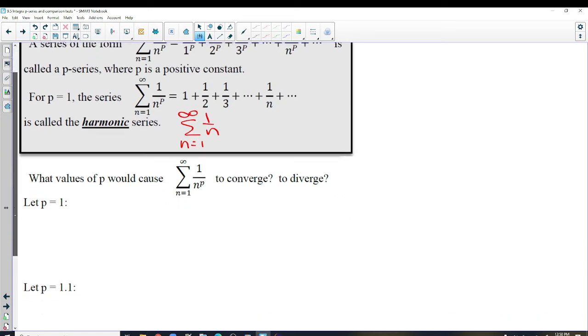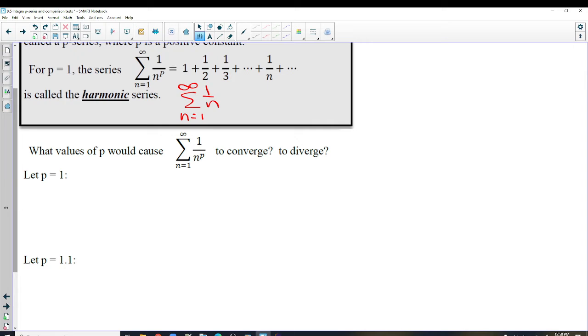What values of p would cause that to converge or to diverge? So let's let p equal 1. And if we do that, we have the limit as a approaches infinity, integral from 1 to a of 1 over n, or let's just call it 1 over x dx.